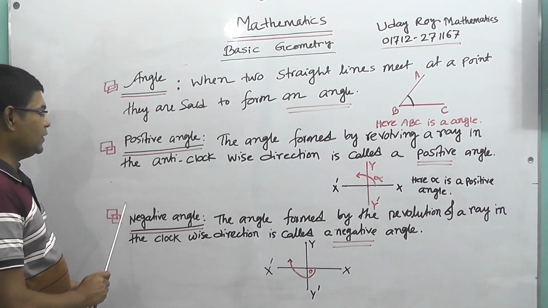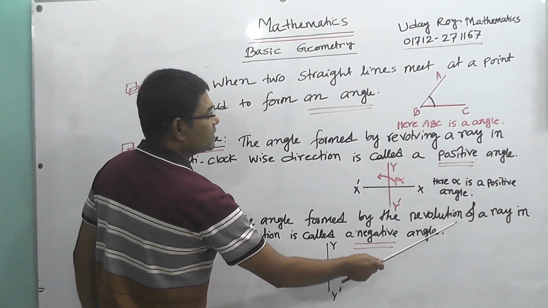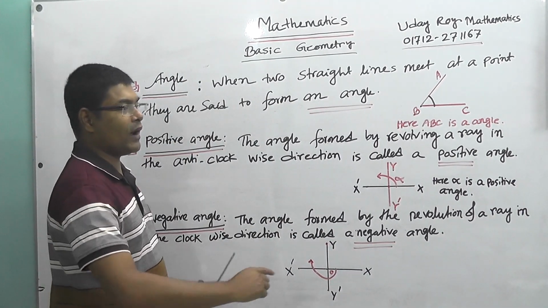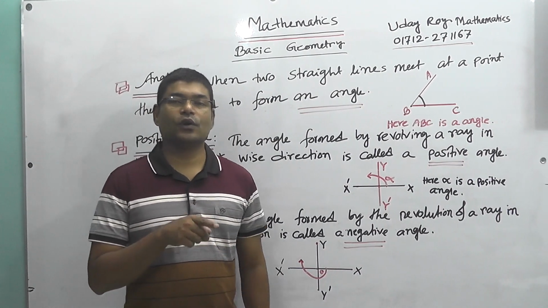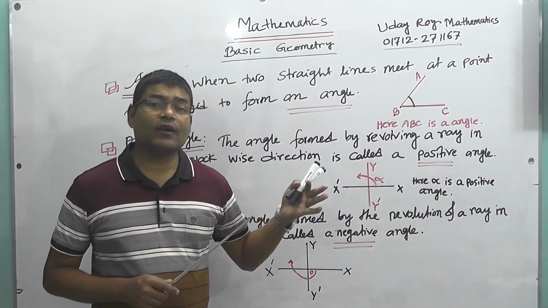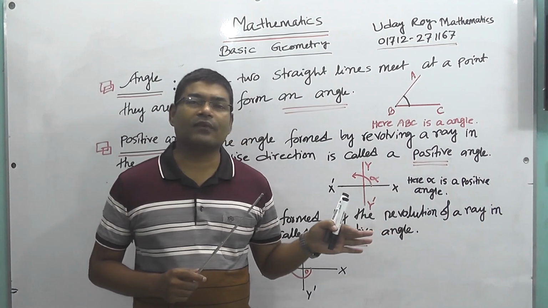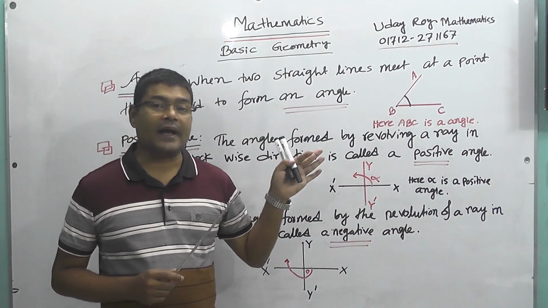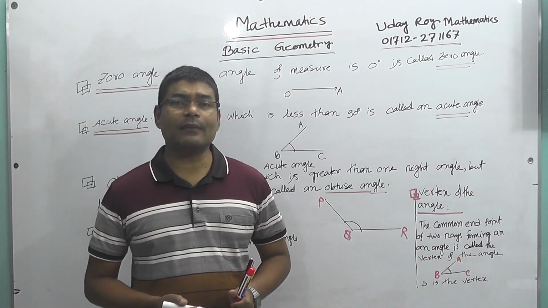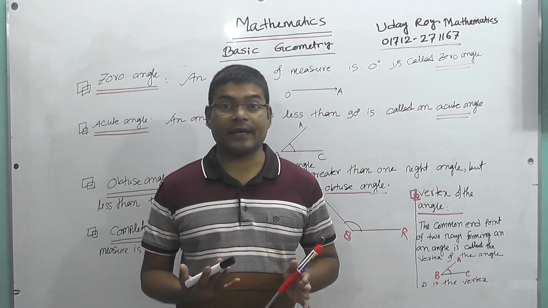And you have to know negative angle. The angle formed by the revolution of a ray in the clockwise direction. Okay, so anti-clockwise is positive and clockwise is negative. So we have learned the definition of angle, positive angle and negative angle. Now we have to know zero angle, complete angle, obtuse angle, acute angle.